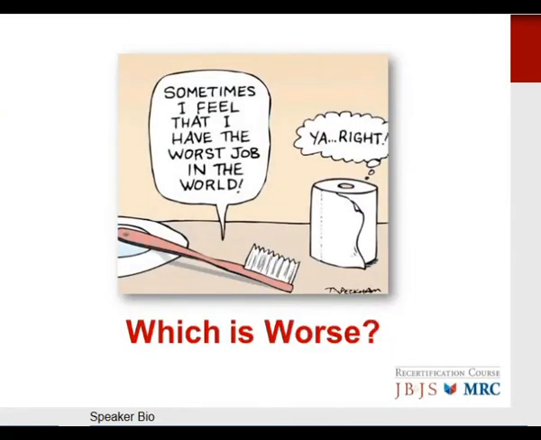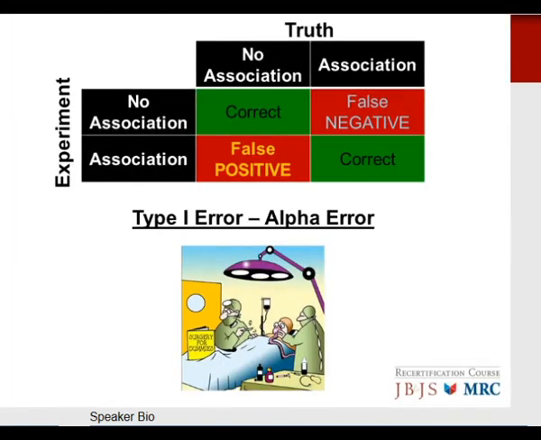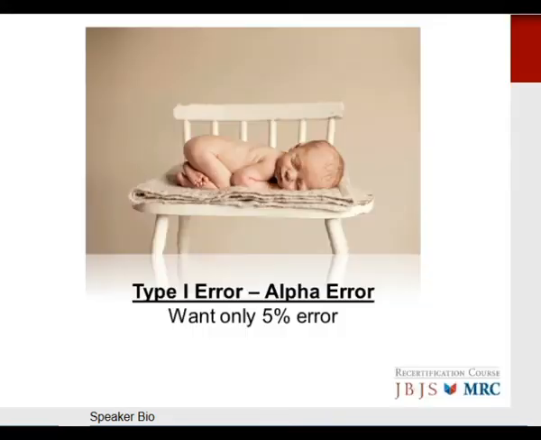Which is worse, type 1 or type 2? We've decided as a scientific community that the type 1 error, the alpha error, is the worst, because this is crying wolf. This is claiming an association when there is none there. And so we don't want to be doing surgeries that are not indicated if they truly are not helping. That's why a type 1 error is the worst of the two.